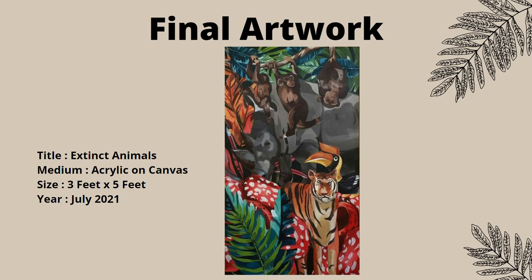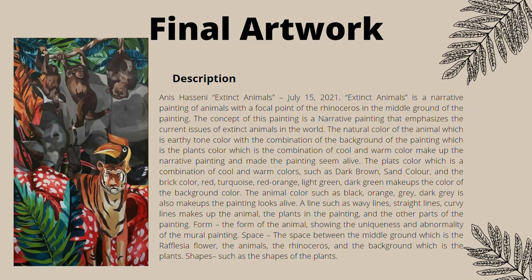So let's move on to the description of these final artworks. This Extinct Animal is a narrative painting of an animal, with a focal point of the rhinoceros in the middle ground of the painting. The concept of this painting is a narrative that emphasizes the current issue of extinct animals in the world. The natural color of the animal, which is an earthy tone, combined with the background of the plants, which is a combination of cool and warm colors, makes up the narrative painting and makes the painting seem alive.